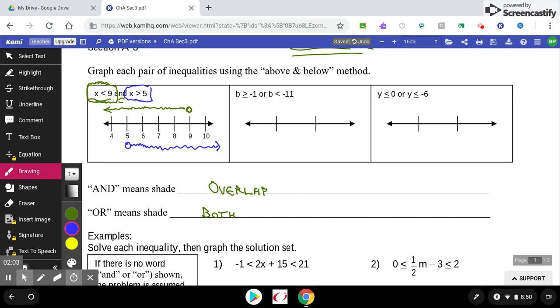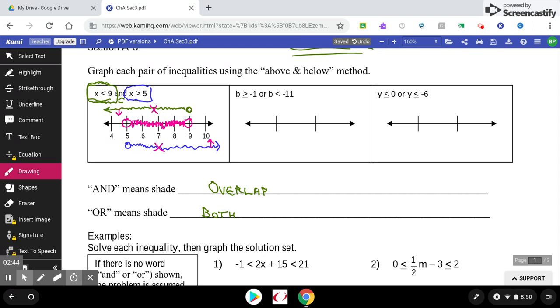Well, from 5 on down, you only have this one. So I don't have both lines there. From 9 on up, I only have this one. So I don't have both lines. But in between the 5 and the 9, I've got this one and this one. So that's where both overlap. So I'm going to transfer the open circles down because there was an open circle for 9 and there was an open circle for 5. And I'm going to shade right there because that's where they overlap. So that's how we do an and.